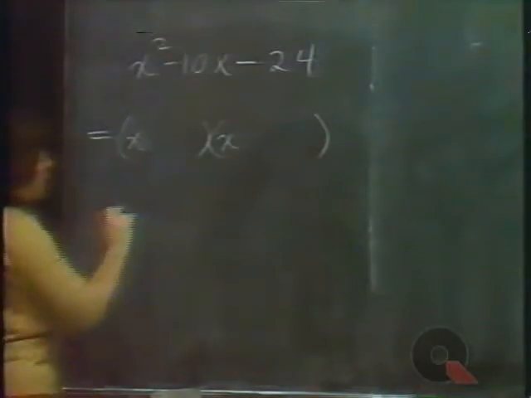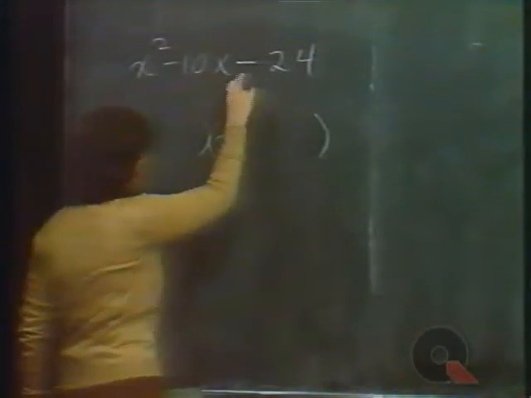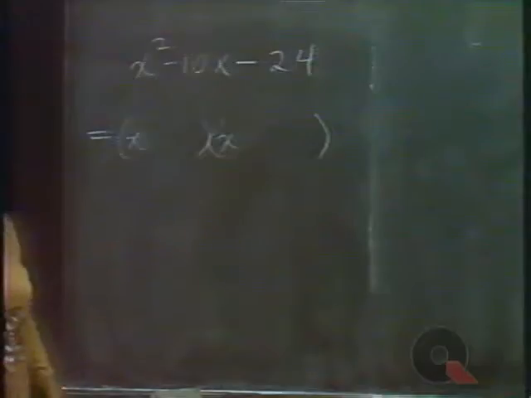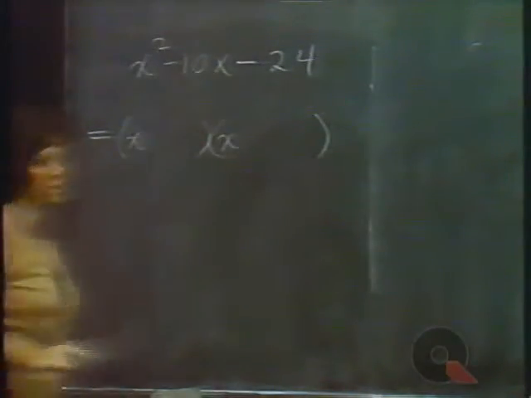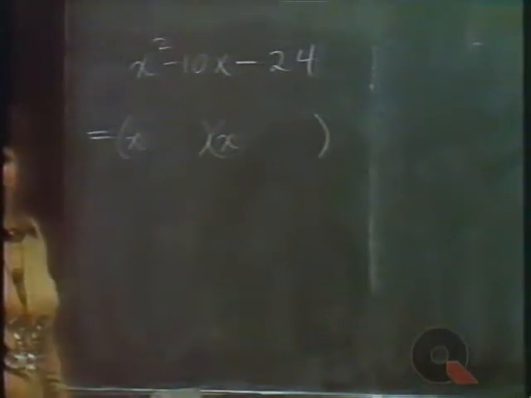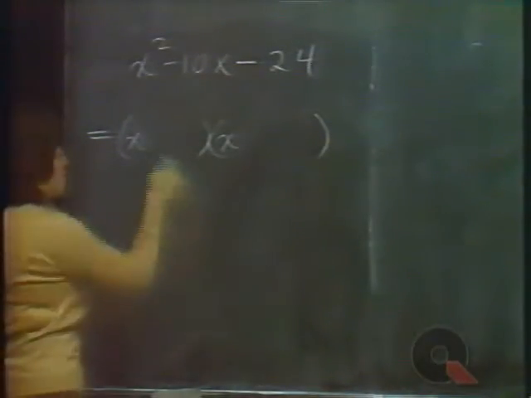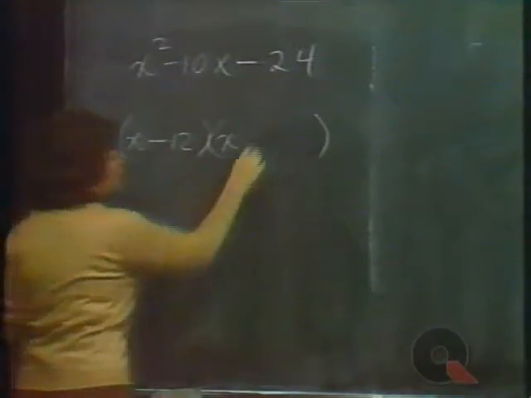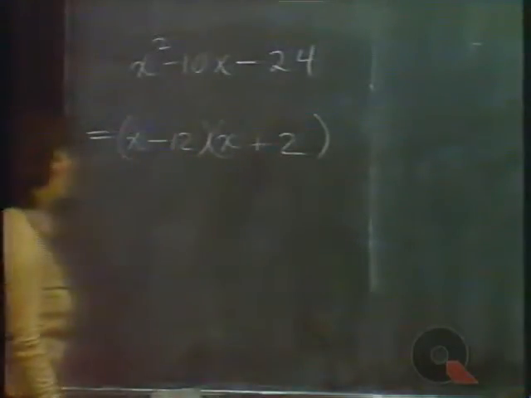But be careful. I want them to multiply to minus 24, which means they have to have opposite signs. They're going to add to minus 10, but when they have opposite signs, the addition is sort of like a subtraction, because you're adding signed numbers with opposite signs. The correct answer in this case is minus 12 and plus 2.